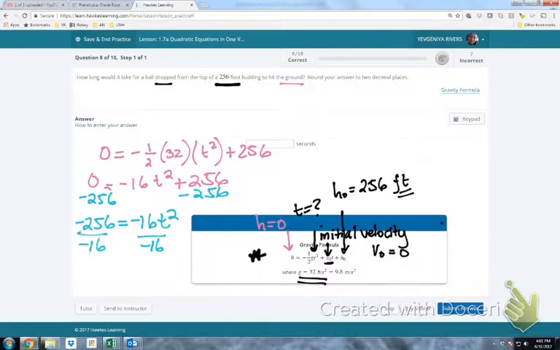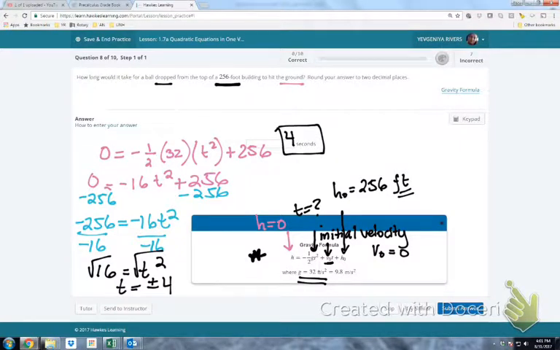Dividing by -16, we are left with 16 is equal to t squared. And now if we take the square root of both sides, we're left with t is equal to ±4. However, we are talking about time here, and since -4 seconds does not make sense, our answer will just be 4 seconds. If any questions, rewatch the video, and if you're still confused, email me.